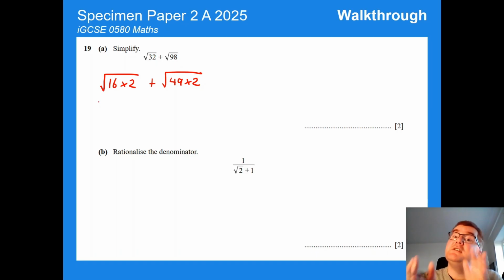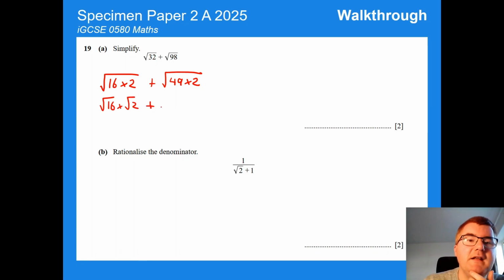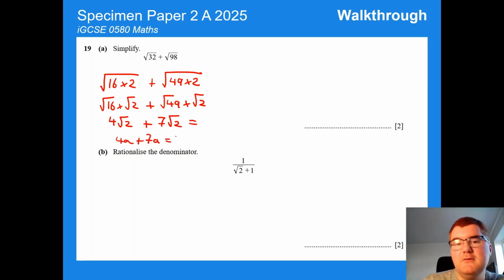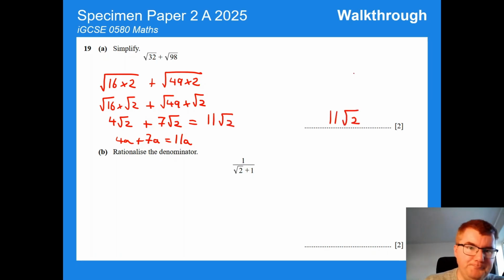Now, the reason we've done that is we're going to split it now. So we're going to get the square root of 16 times the square root of 2, and then the square root of 49 times the square root of 2. Now, we know what the square root of 16 is. That's equal to 4. And we know what the square root of 49 is. That's equal to 7. And notice, if it's like 4a plus 7a, that's equal to 11a. We do this in the same way. So 4 lots of root 2 plus 7 lots of root 2 is just 11 root 2 for our 2 marks.